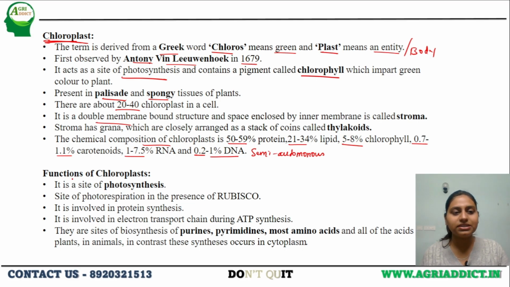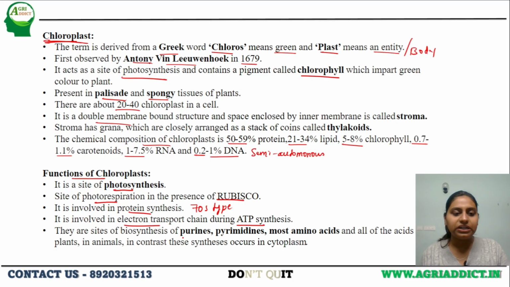Now let us see the functions of chloroplast. The major and important function of the chloroplast is photosynthesis, since it contains the pigment chlorophyll, and it is also involved in photorespiration because of the presence of rubisco. It is involved in protein synthesis. As I mentioned earlier, it contains ribosomes which are 70S type, similar to prokaryotes, and it is involved in the electron transport chain during ATP synthesis.